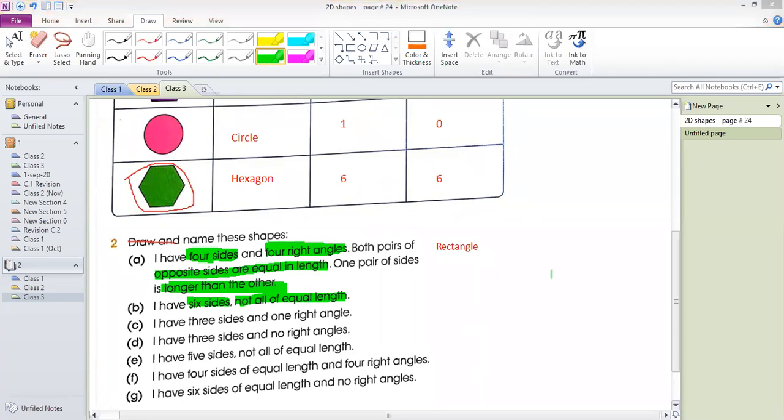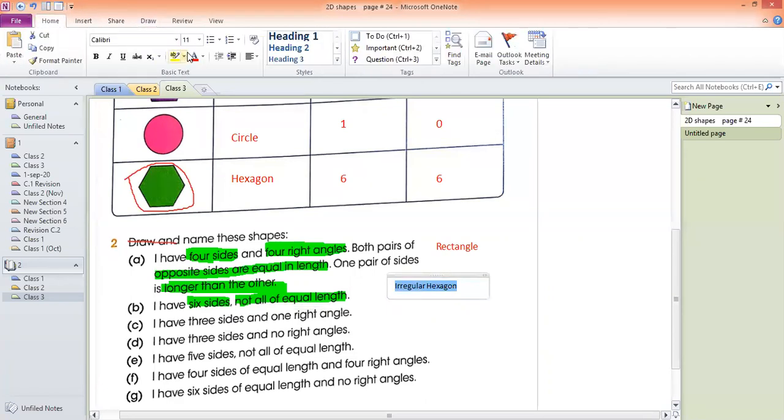All right, guys. So this is actually an irregular hexagon. I told you when all sides are equal, you will say regular, and when all sides are not equal, you will say irregular. So here it has 6 sides, but they are not equal in length, so you will say it is an irregular hexagon.